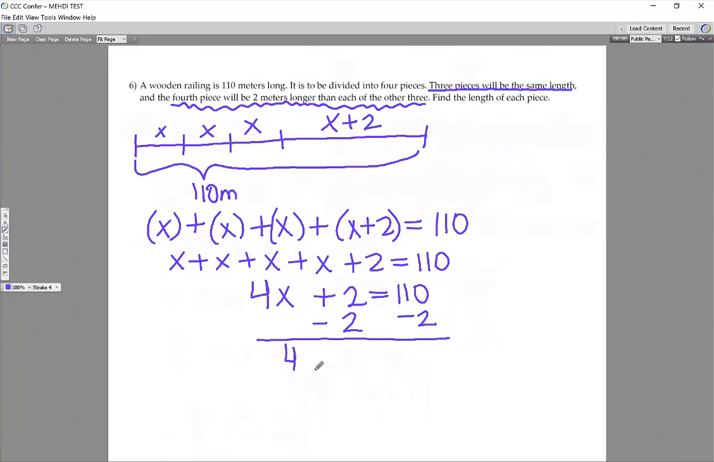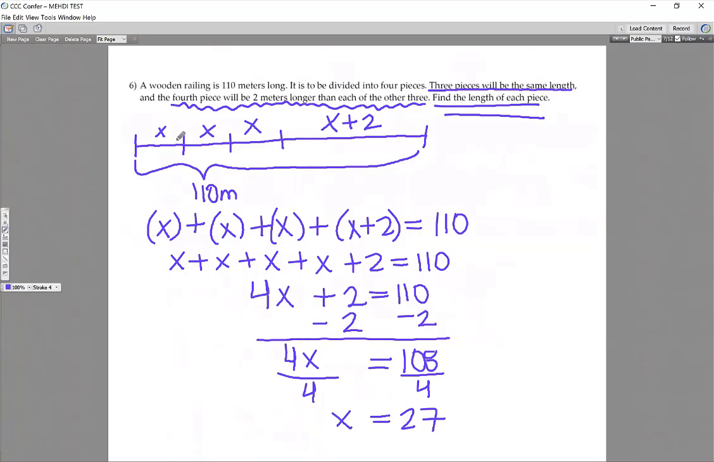So we have 4x plus 2 minus 2, that equals 0. So we're left with 4x equals 110 minus 2, that's 108. Isolate the variable x by dividing by 4 on both sides, and x is equal to 108 divided by 4, which is 27. Okay, so x is equal to 27, but we want to find the length of each piece.